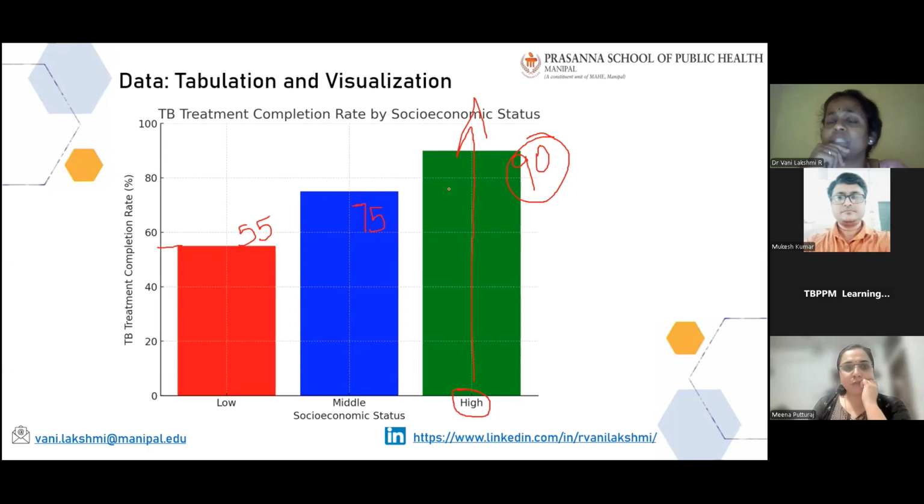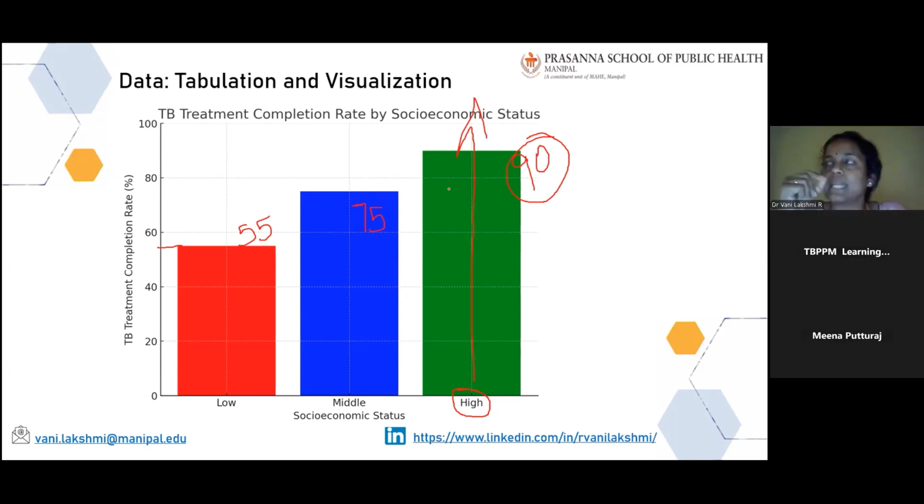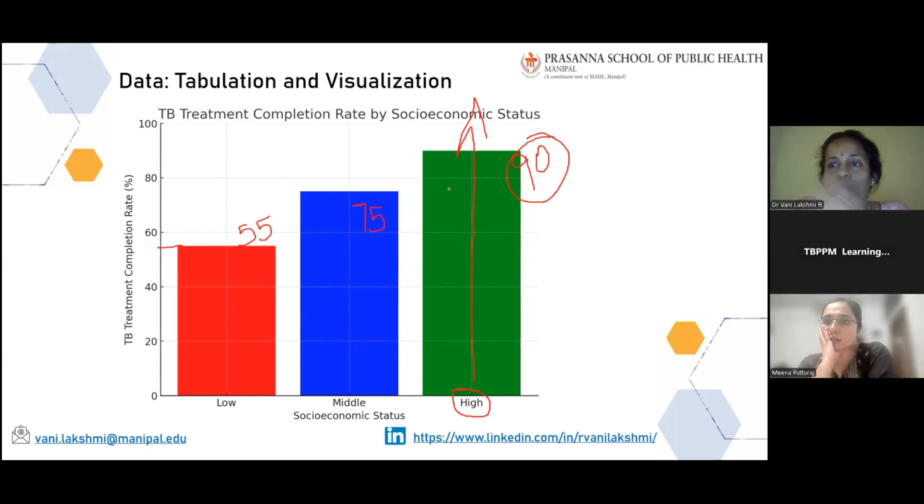So what information does this tell us? If this is the trend that our data is showing us, it means when people fill up their form, the moment we realize that their socioeconomic status is low, our alert system should be different. Probably instead of SMS or WhatsApp message, we should call them or go and meet them so that they complete the treatment.